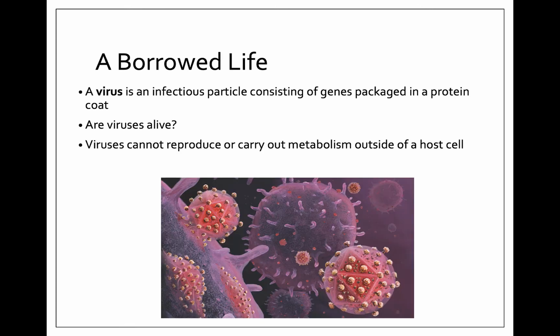So our first step looking at the diversity of life is to look at viruses. And you might be thinking, but viruses aren't alive. You're correct. So a virus is an infectious particle, and it's basically made up of two main parts. It's got an outer protein covering, and then inside it's got some DNA or RNA, some genes.